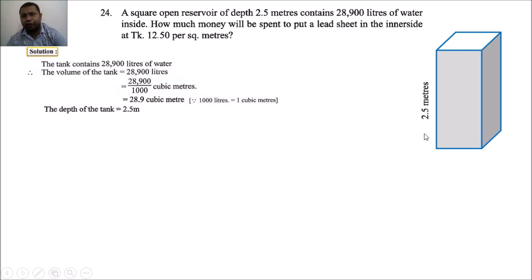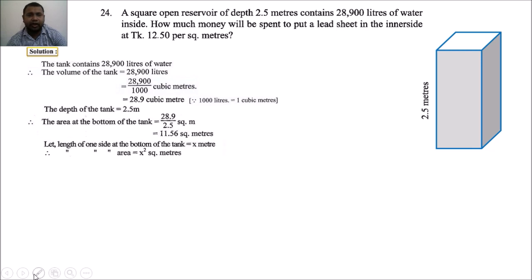So you understand, volume means length into breadth into depth for this water reservoir. But here length and breadth are the same. So if you divide the total volume by the depth, then you will get the area of the floor. So that is the area of the bottom of the tank or the floor. We just divide the volume by the depth. So 28.9 by 2.5 square meters. So you understand that is 11.56 square meters.